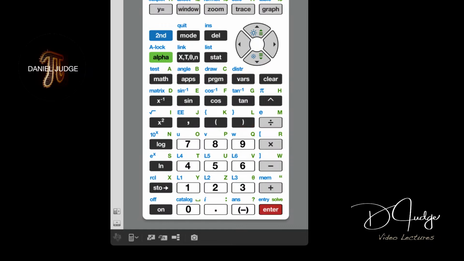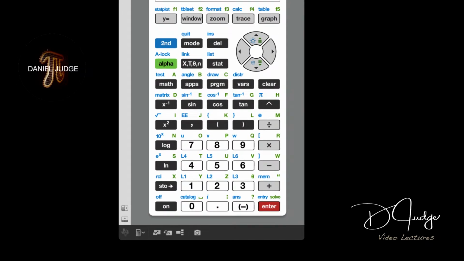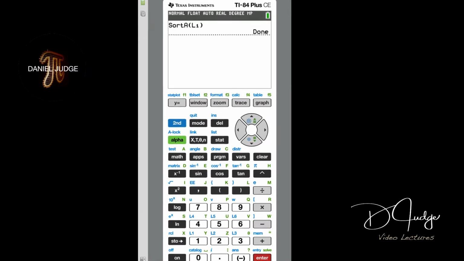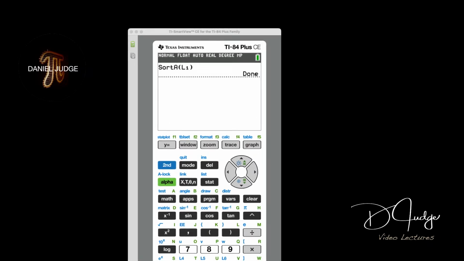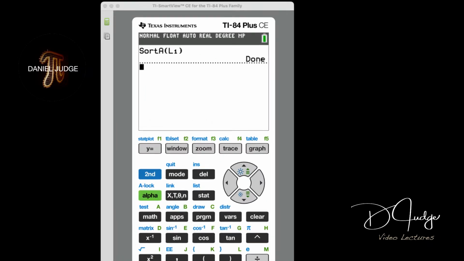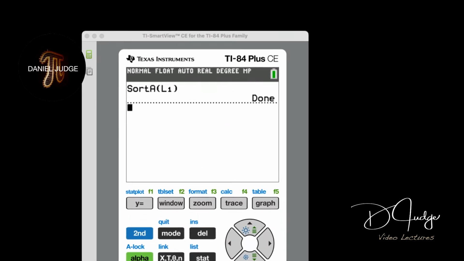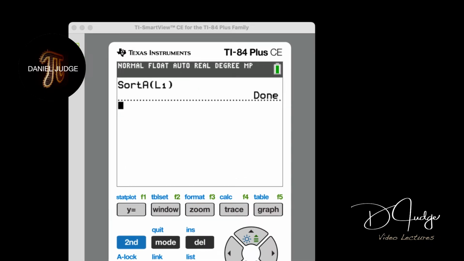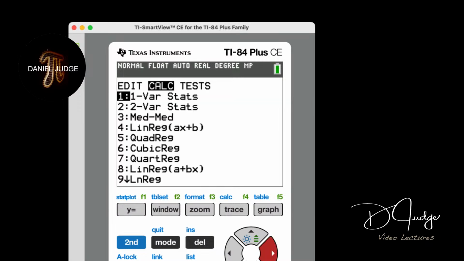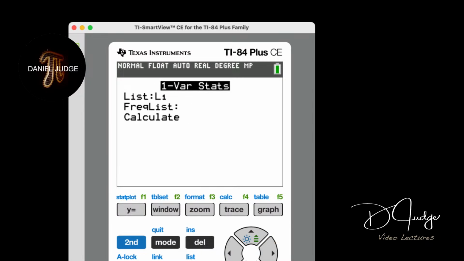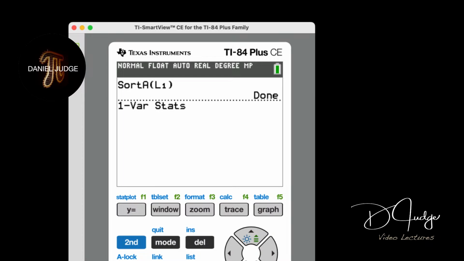Now it says we are done, and I'll share that with you guys as soon as I can, scroll down here for you. There we go. So, okay, it's sorted. Now we're going to go back to the list. First of all, we go to stat, calculate, one variable stats. It's listed there already. Yes, we want to do that for L1. Yes, we want to calculate.